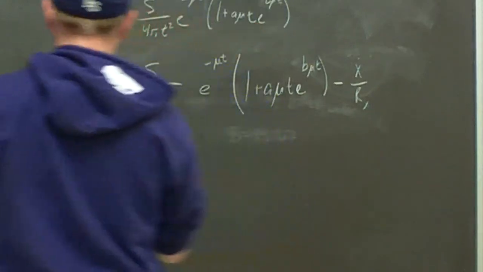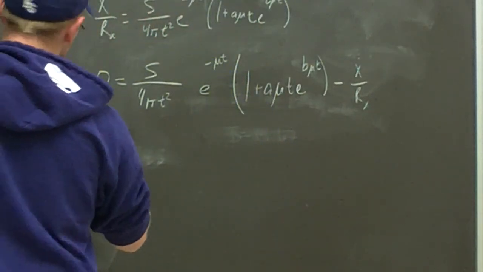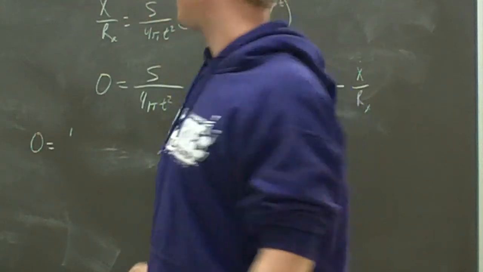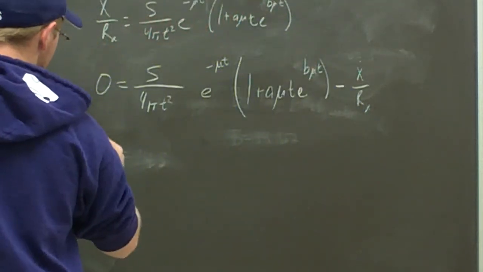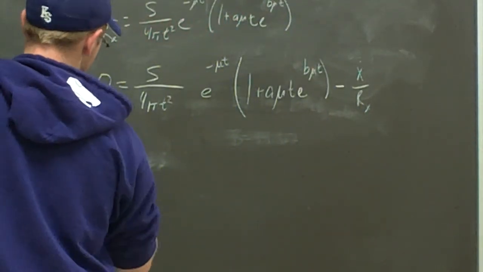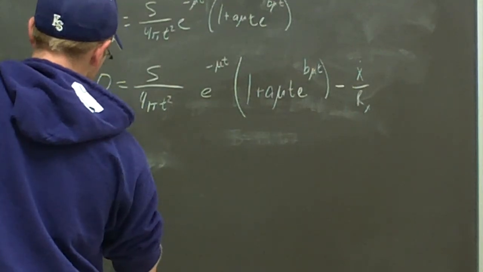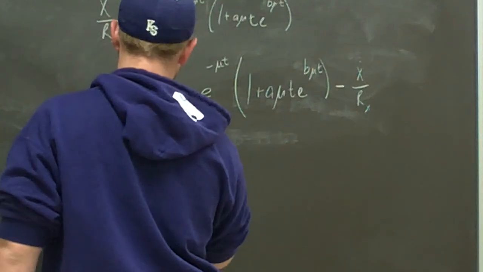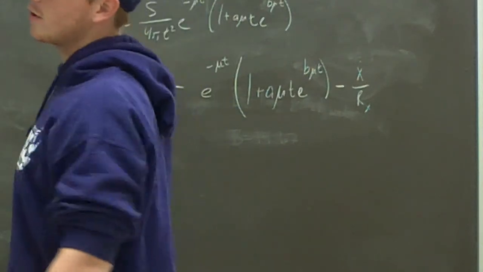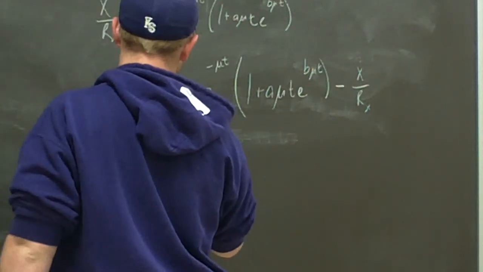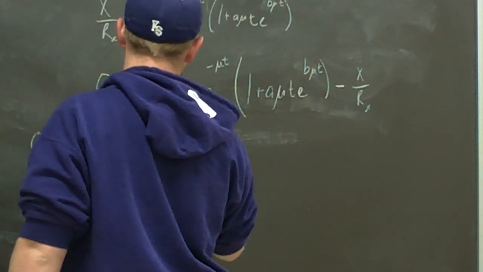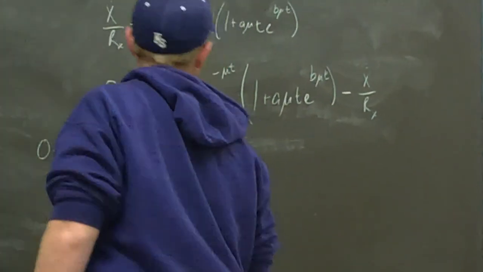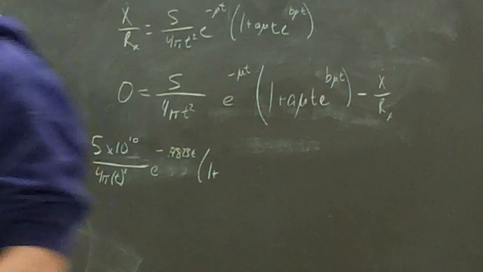So 0 is equal to, what is it? 5 times 10 to the 10? 4 pi t squared e to the negative, what is mu? 0.78 t, 1 plus. Hey, we gotta break this up.